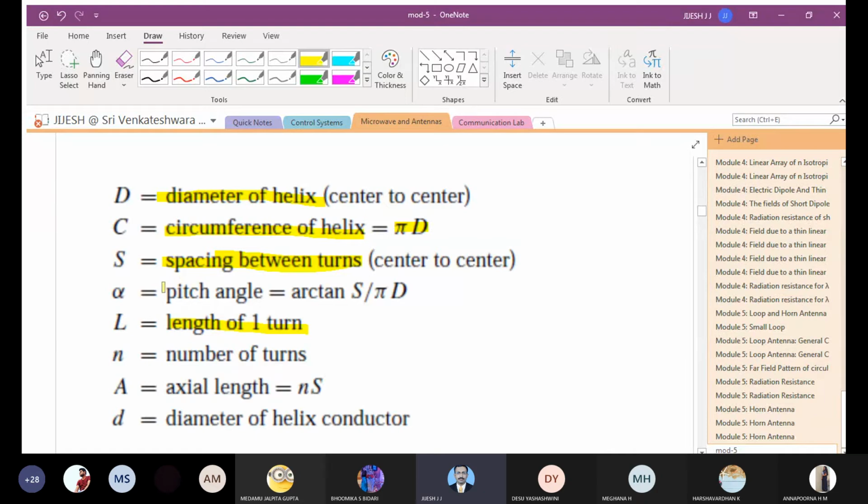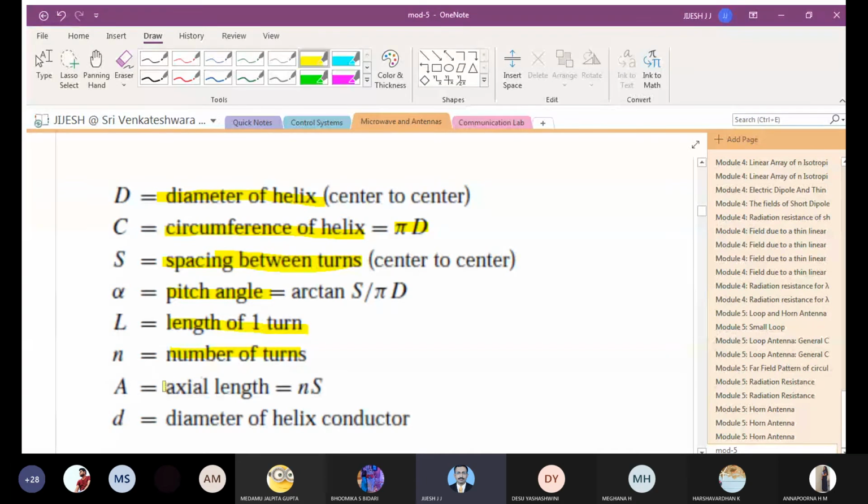Alpha is the pitch angle, and it can be calculated using S by pi D. N is the number of turns. So you may have 5 turns, you may have 10 turns or 100 turns. Based on your requirement, you can have the number of turns. So N denotes the number of turns.